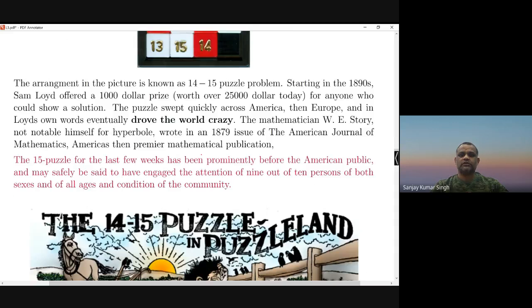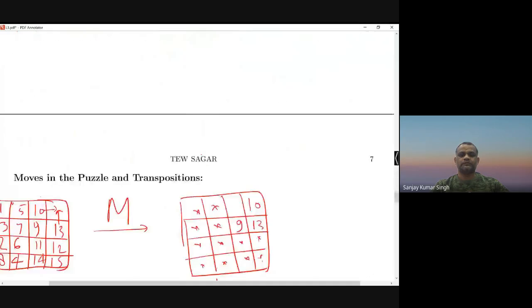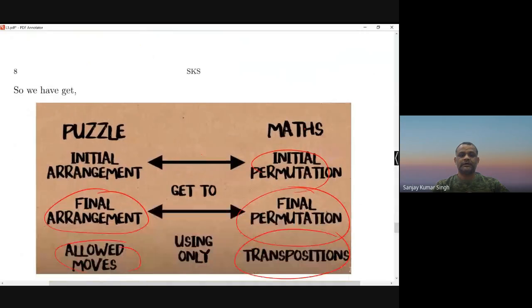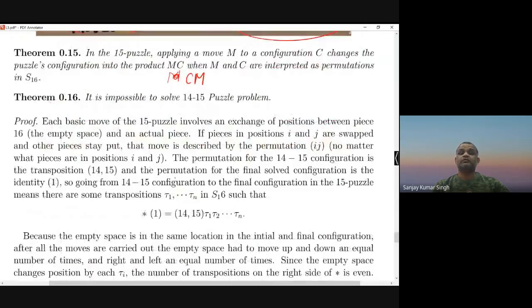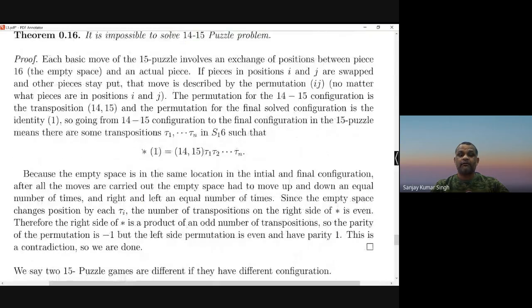So now come back to the theorem, the proof of the theorem. Each basic move of the 15 puzzle involves an exchange of position between the piece 16 and an adjacent piece. If pieces in positions i and j are swapped and the other pieces stay put, that move is described by the transposition (i j), and we can always write the final position as a product of transpositions τ1, τ2, up to τn, where these are the transpositions corresponding to each move.